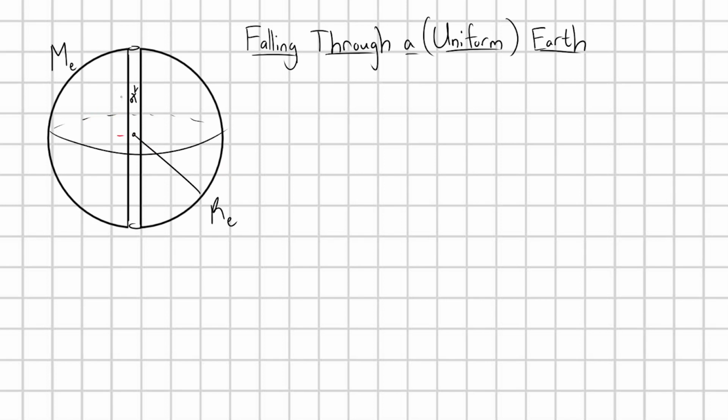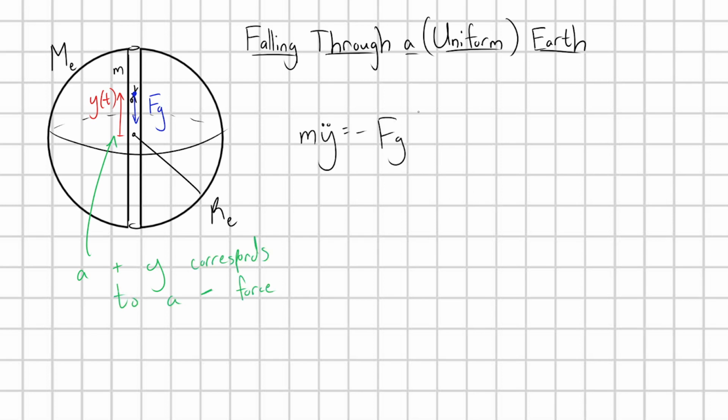So let's go ahead and track our position y as a function of time, where y is going to be the location above or below the center of the Earth. Now we know that this gravitational force is going to pull us towards the center of the Earth, and supposing that we have a mass of little m, we can quickly write out Newton's second law. m y double dot is equal to minus F_g.